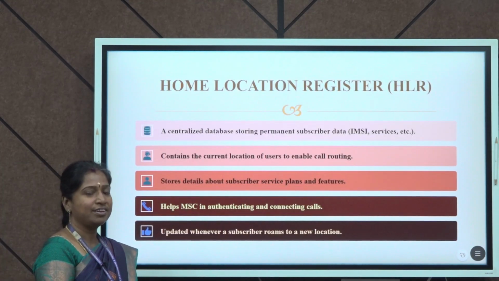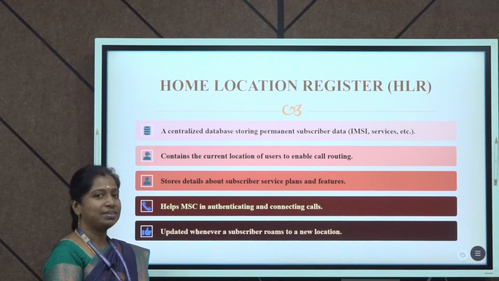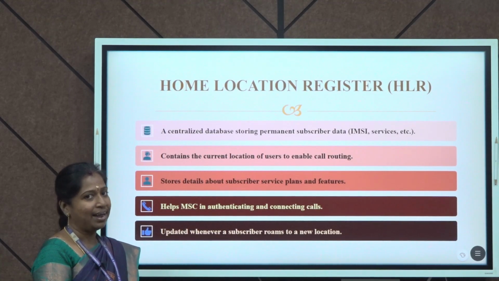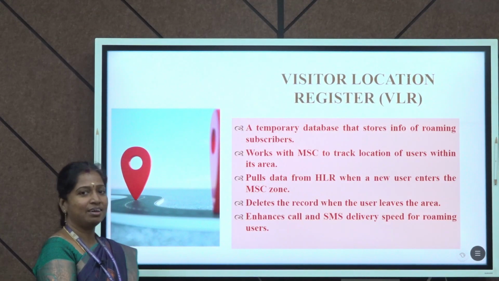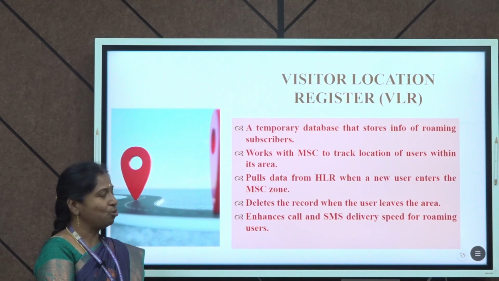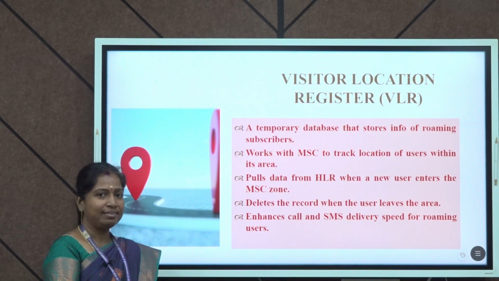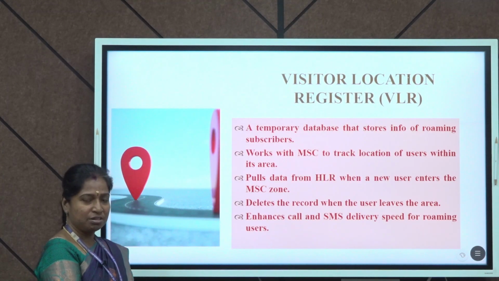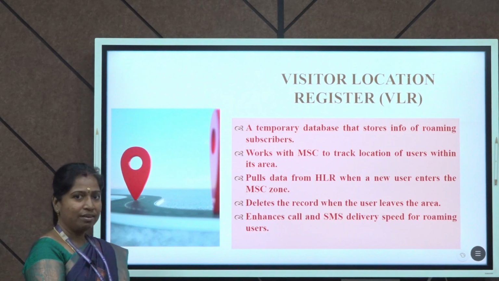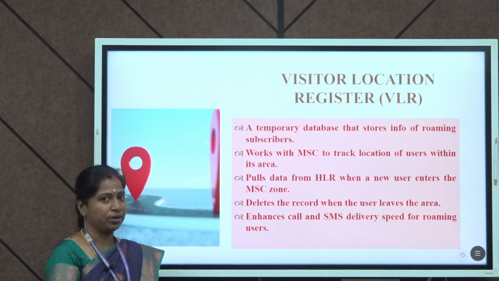Home Location Register HLR is a permanent database which consists of subscriber information like IMSI number, current location and the services. Next one is VLR, Visitor Location Register. It is a temporary database. It stores the data for subscribers currently within the MSC zone. That is, it pulls the data from the HLR when a new user enters the MSC zone and deletes the records when the user leaves the zone. It improves the performance for roaming users.